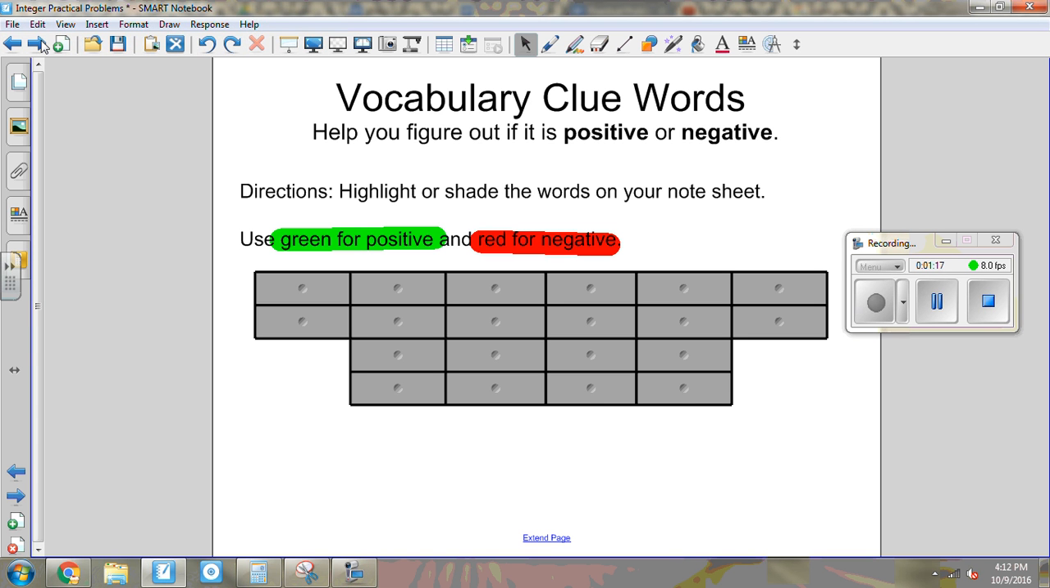At this point, you should pause the video and go through each word and write either a little G or an R next to each word to tell you what you think your guess is of what it should be, positive or negative. So go ahead and pause your video now, and then we'll go over the correct answers so you have them in your note sheet.